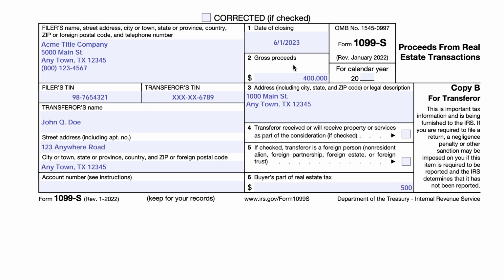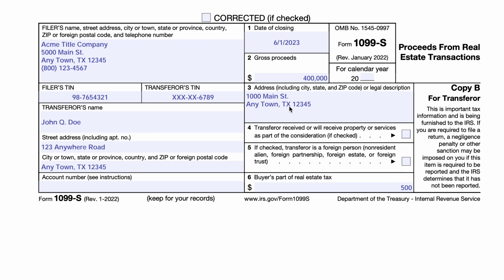In box 2, you'll see the gross proceeds reported. Gross proceeds defined by the IRS includes any cash that was received for the real property, and it also includes any notes that may have been forgiven. So, in this, if John had a $300,000 mortgage and received $100,000 of cash, then those two combined would equal $400,000. It does not necessarily reflect any property or services that you may have received as part of that transaction.